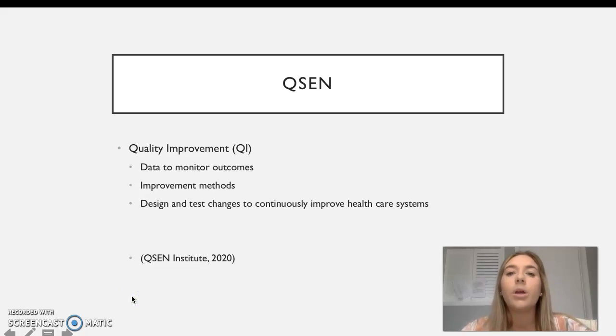For my CUSIN topic, I chose quality improvement. Quality improvement is to use data to monitor the outcomes of care processes and use improvement methods to design and test changes to continuously improve the quality and safety for healthcare systems. To have a healthy work environment, the healthcare facility must always strive to become better and have a higher quality of services. This means nurses should value local change to improve their work environment so it creates joy when working.